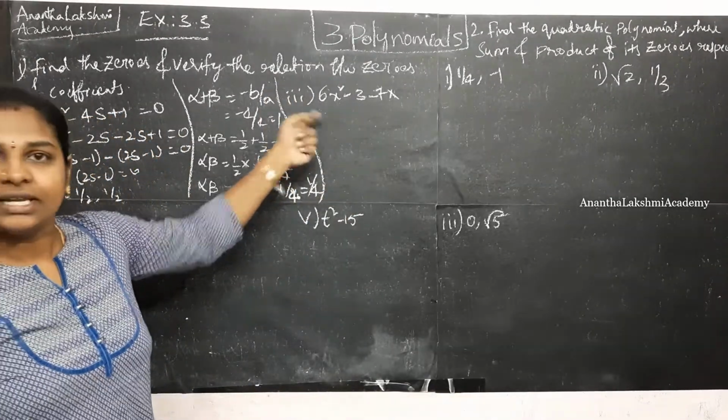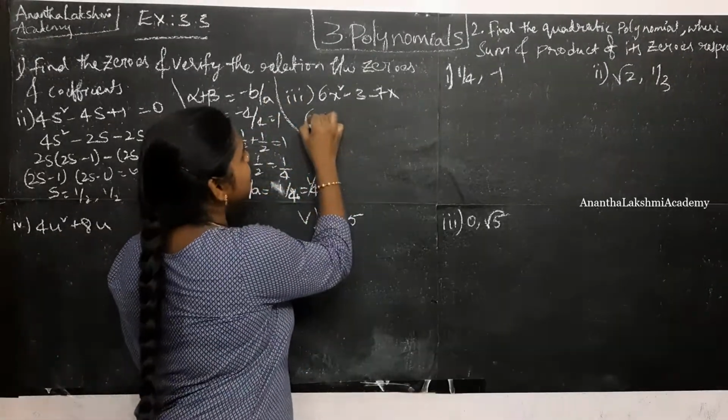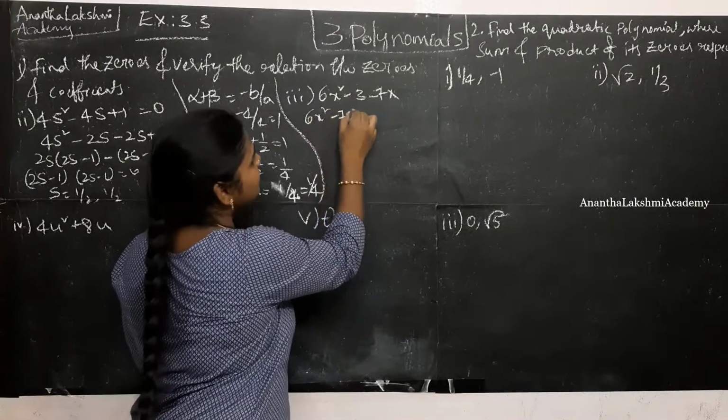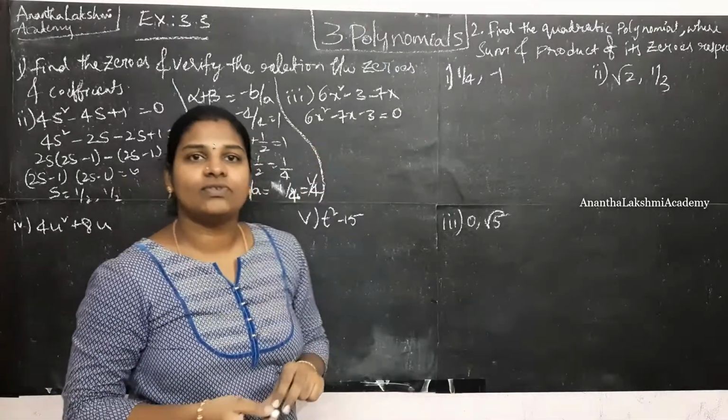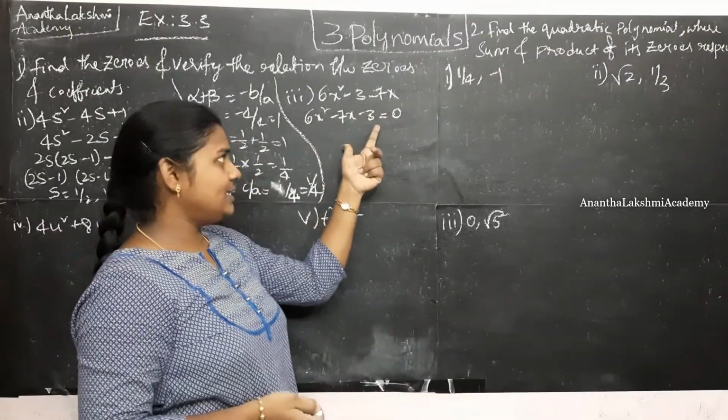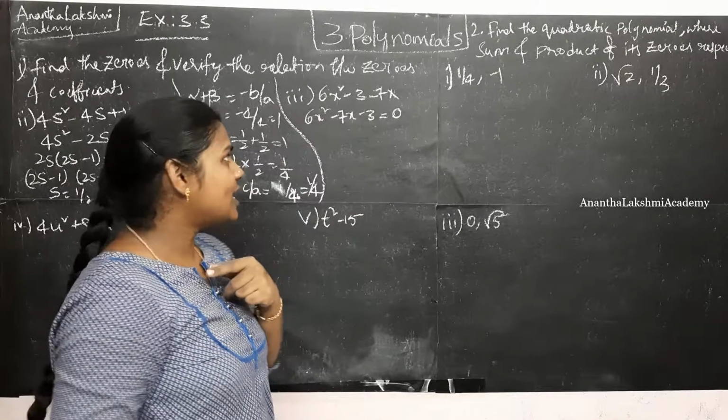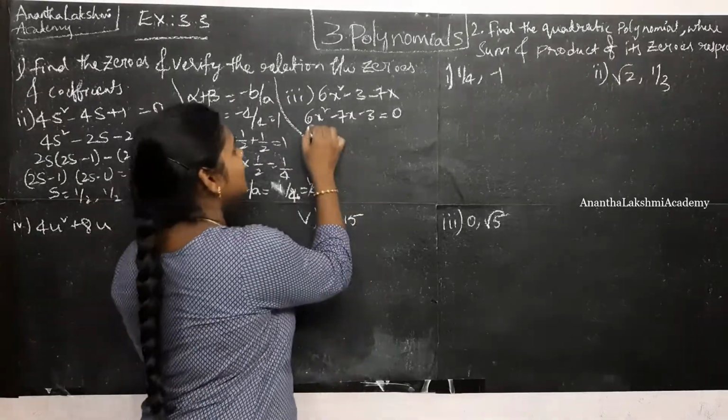Let's jump into the next one, which is 6x square minus 7x minus 3 is equal to 0. How do we get zeros of this? 6 threes are 18. 2 nines is also 18, right? So let's try figuring it out.